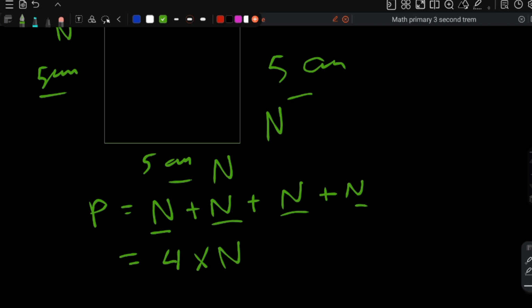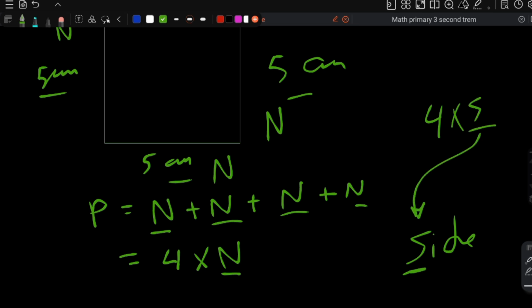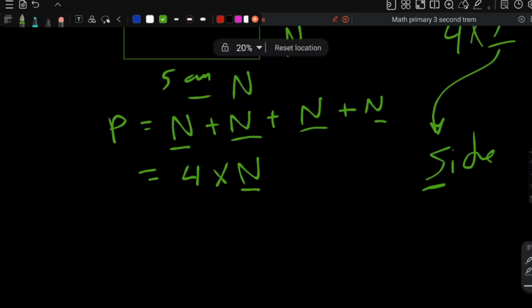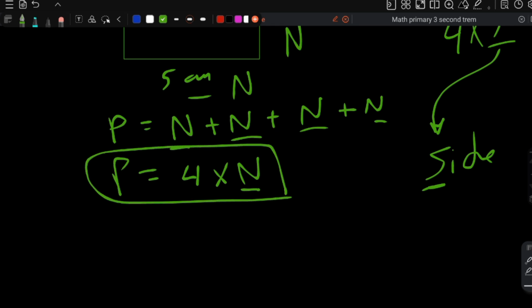Okay, we can replace it by any letter. The book here placed it as the letter S, and S represents the first letter of side. It is in your booklet that it is 4 times S, and S represents these sides. It doesn't differ at all from when we say 4 times N. Okay, so the perimeter will be 4 times N, for Nemat, because I love this name.